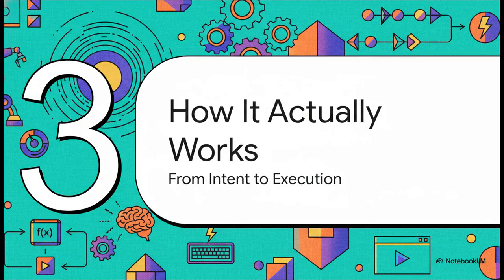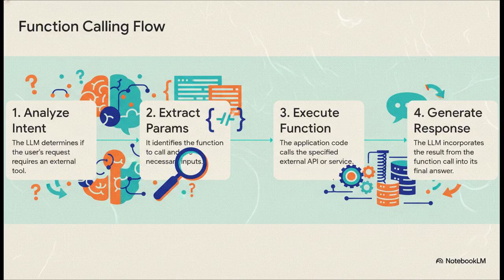Okay, so how does this magic actually happen? Well, it's not really magic, of course. It's a very logical flow that takes what a user wants, their intent, and turns it into a real executed action. Let's break that process down. It all happens in 4 main steps. First, the LLM analyzes the user's intent. It's figuring out if the question can be answered with what it already knows or if it needs to reach out. If it needs help, it moves to step 2, extracting the parameters.